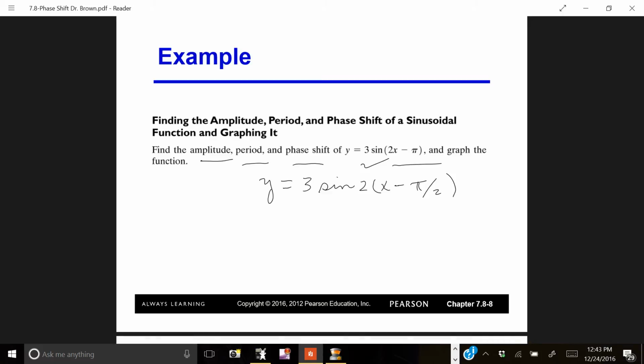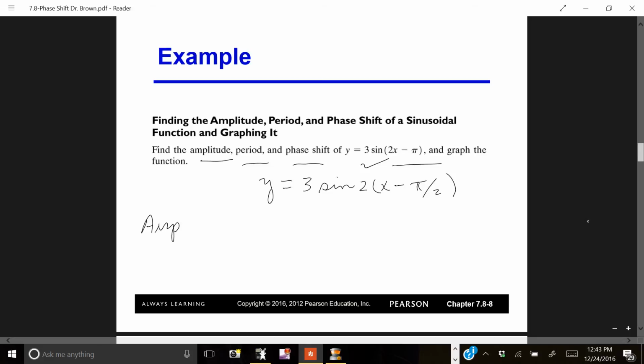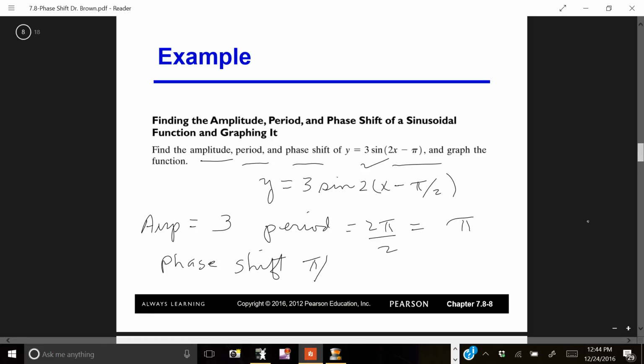And now you see that the amplitude is equal to 3. And the period is equal to 2 pi over 2, which equals pi. So we expect a period of pi and a phase shift of pi over 2, which is this number. And it'll be to the right.